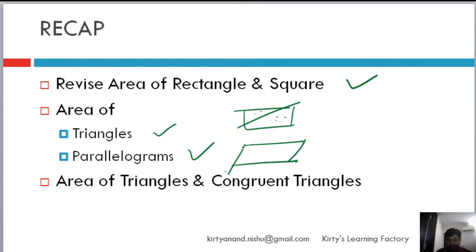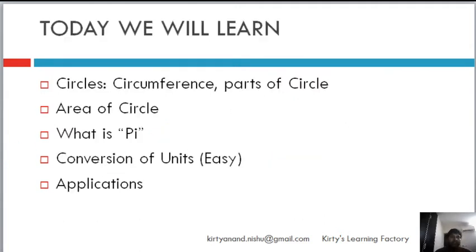Similarly, parallelograms, we discovered that basically can be converted into a rectangle and then the area taken. Then we learned the correlation between area of a triangle and congruent triangle. We learned that congruent triangles are always equal in area, but triangles which are equal in area might or might not be congruent. So that's what we learned in the last tutorial.